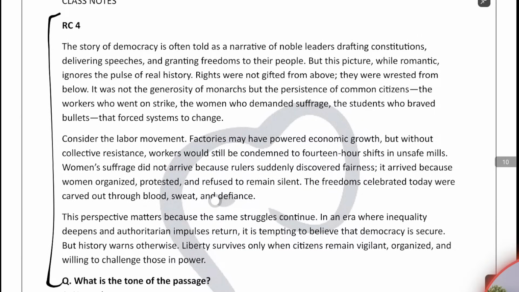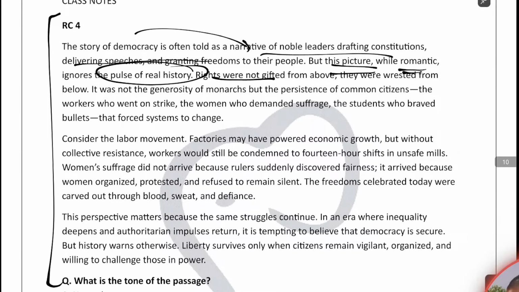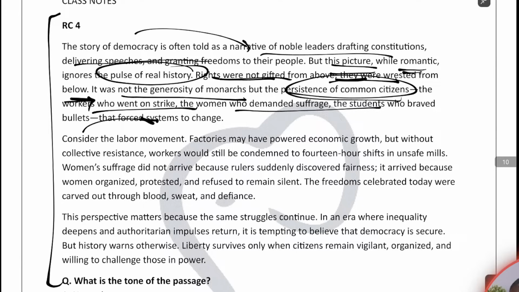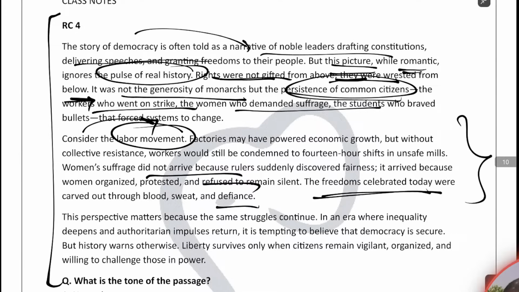Let's read it. The story of democracy is often told as a story of great leaders, but though this picture is very good, the pulse of real history is left out. Rights are not gifted. They come out of a fight. So it is not the generosity of the kings. It is the struggle of the citizens, workers, women, etc. This is an example. Consider the labor movement. Factories, this is all about an example. So mostly I'm not looking at it. This is all example, understood.